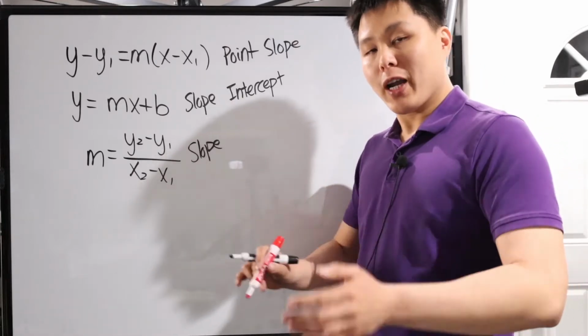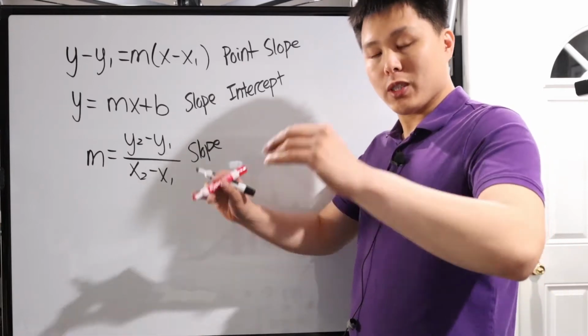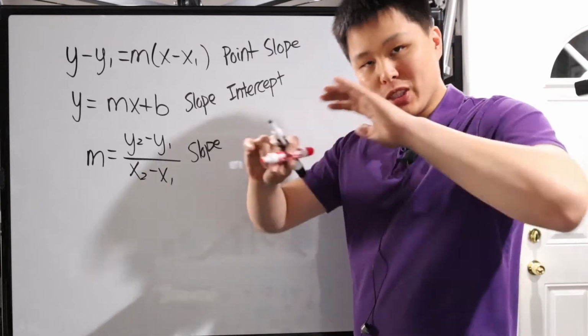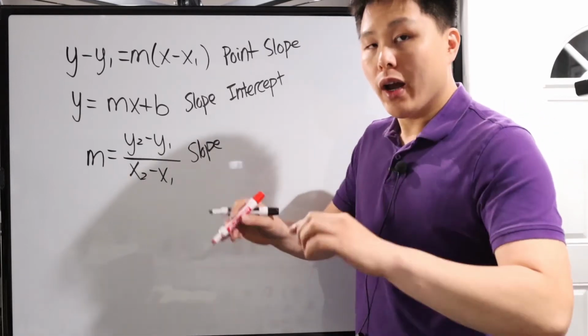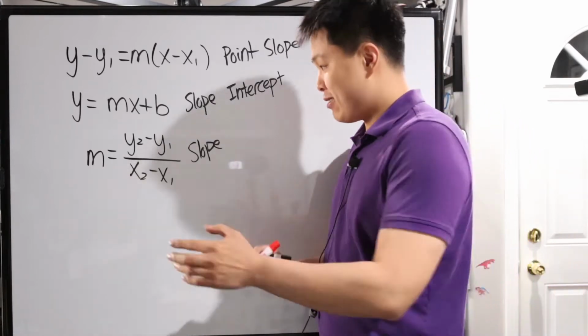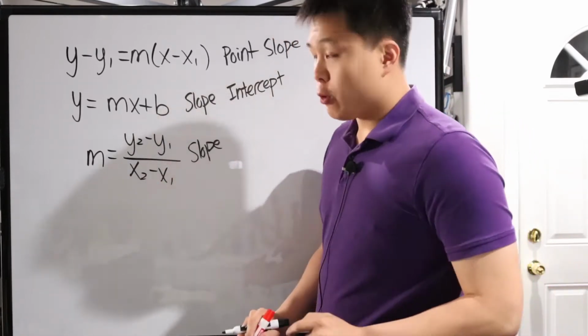For today's topic, I'm going to talk about the different forms of linear equation and how you actually don't have to memorize almost any of it. Maybe just one. Everything else actually comes from this one equation. You guys can guess it. This one right here. The slope equation.